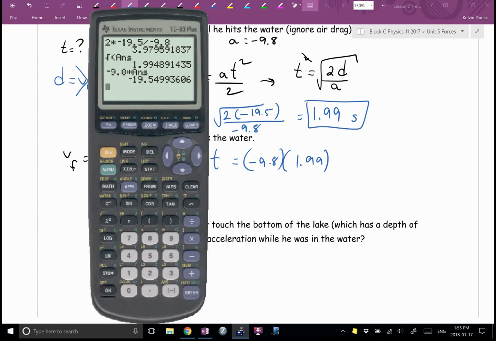And what did you get? Negative 19.5? Why negative? Which way are we traveling when we hit the water? Yeah. Oh, okay. So that doesn't worry me. That doesn't surprise me. That comforts me. I did it right. Yes? Okay.